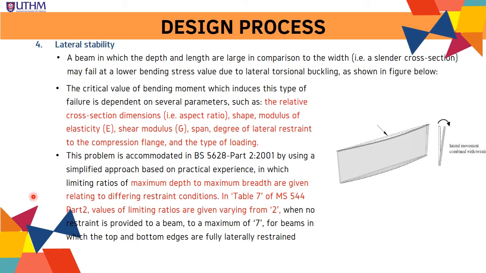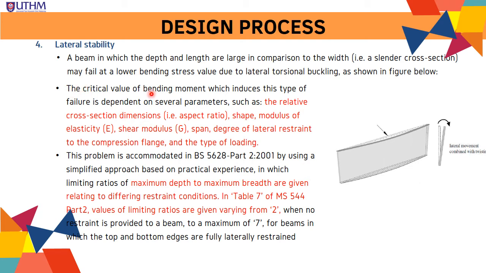The fourth principle is lateral stability. For a beam whose depth and length are large in comparison to the width, that means the cross-section is slender, it may fail at a lower bending stress due to lateral torsional buckling, as shown in this figure. That is why we have to put in a restraint in order to prevent the lateral movement.